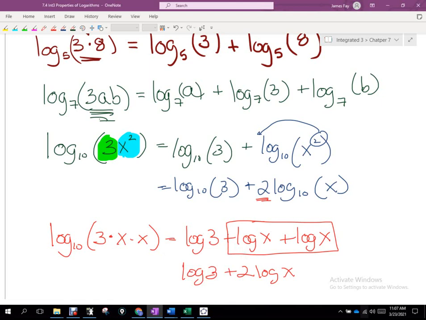Now, why am I not writing the base 10 in there? Okay, so if it's a 10, you don't need to write it. It's called the common log. Now, if we wanted to check to see if we've done this correctly, yes.